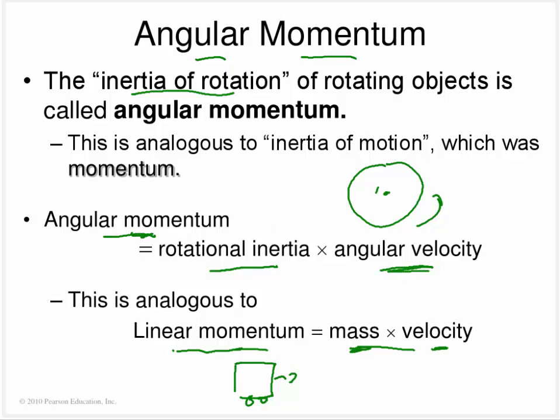Now, in shorthand, we know that rotational inertia is the symbol I, and angular velocity is the symbol omega. So angular momentum is just going to be I times omega.